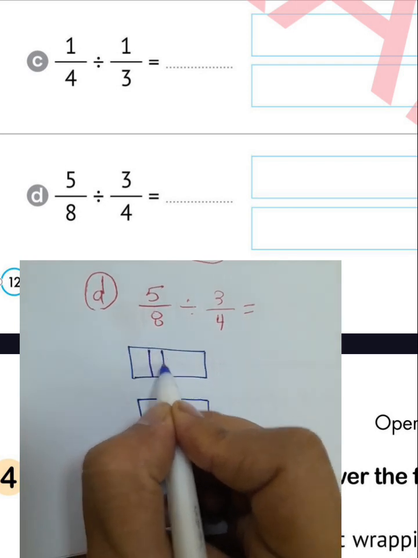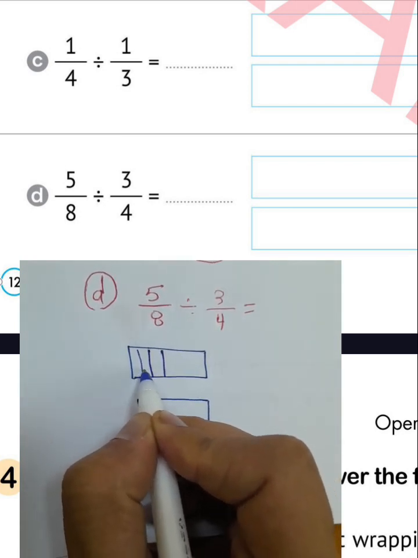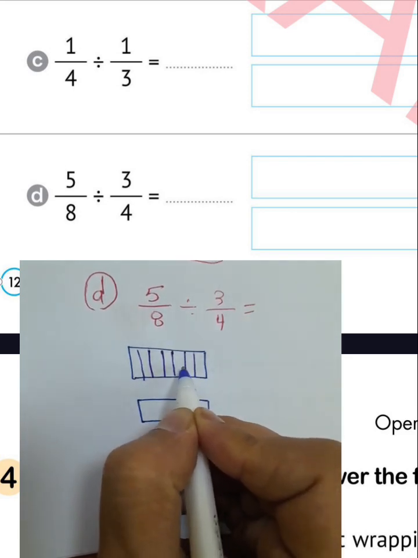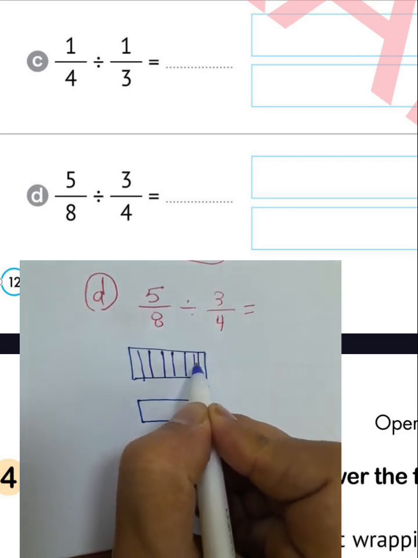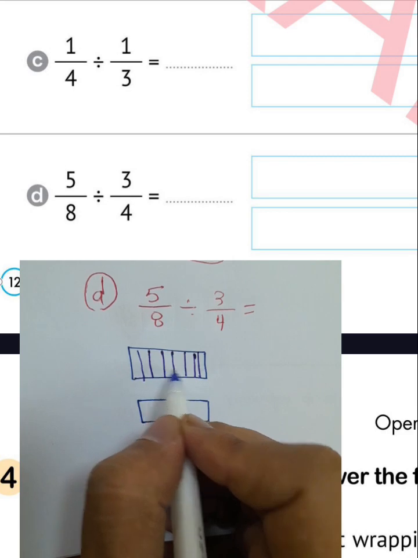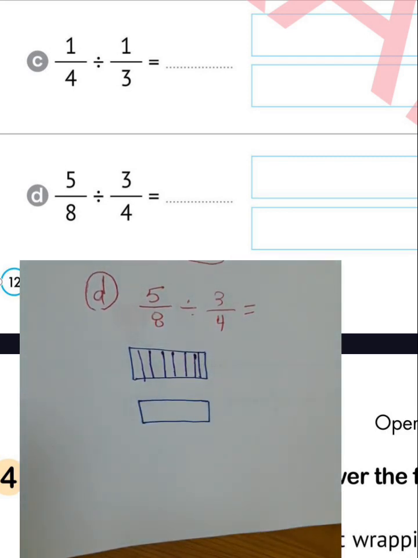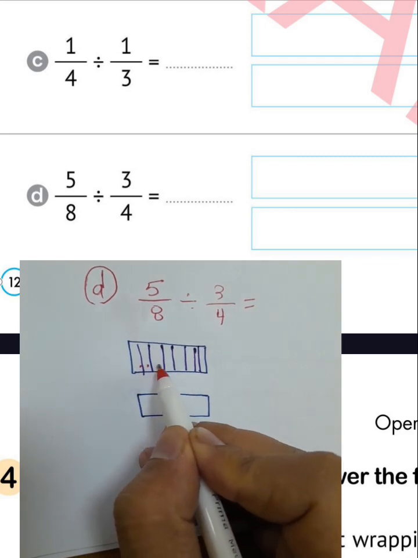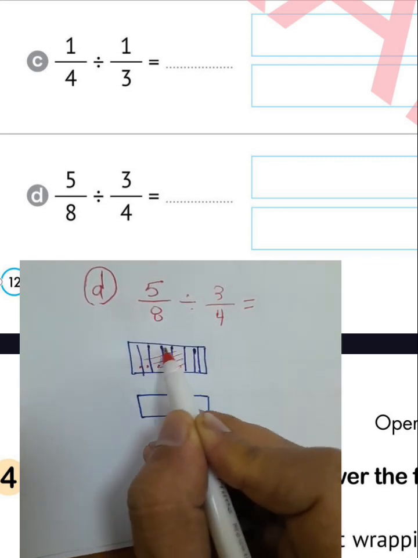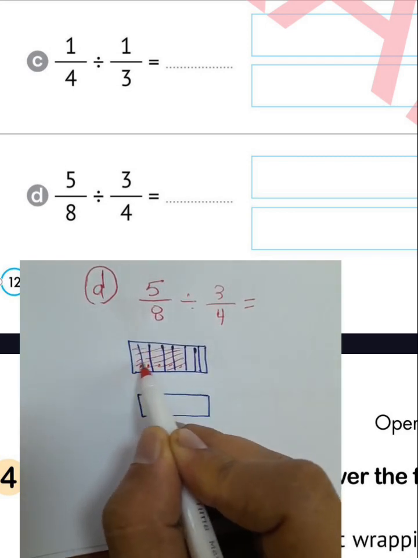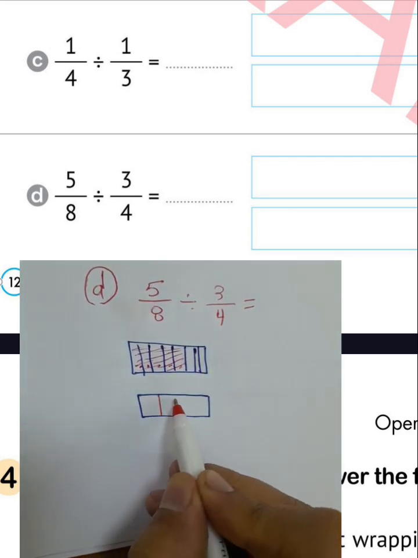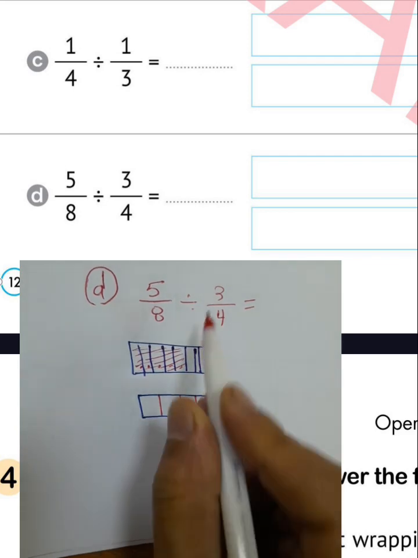1, 2, 3, 4, 5, 6, 7, 8. Okay, and we will color 5 parts from 8. 1, 2, 3, 4, 5. Colored 5 parts. And here 3/4. Divide it into 4 parts. 1, 2, 3, and 4. And color 3 parts.